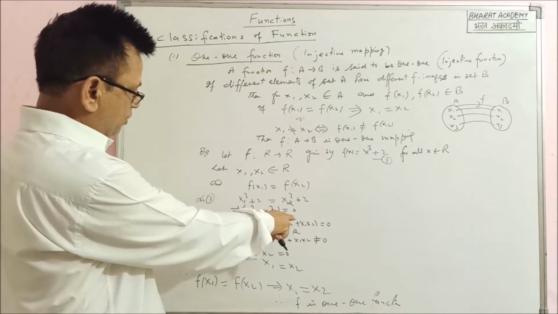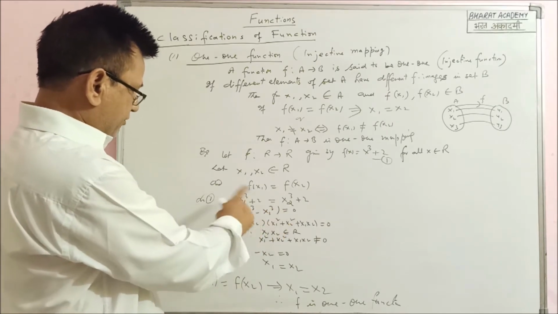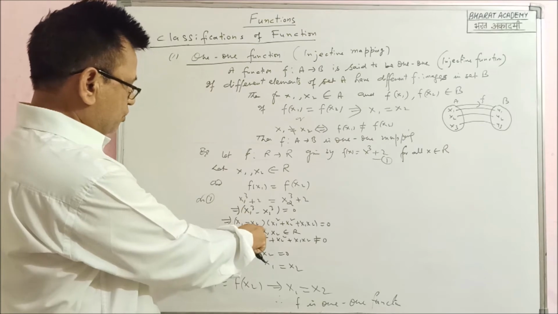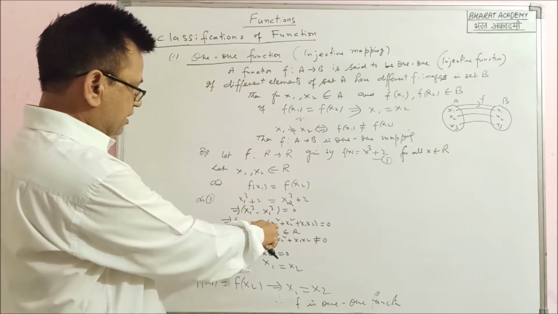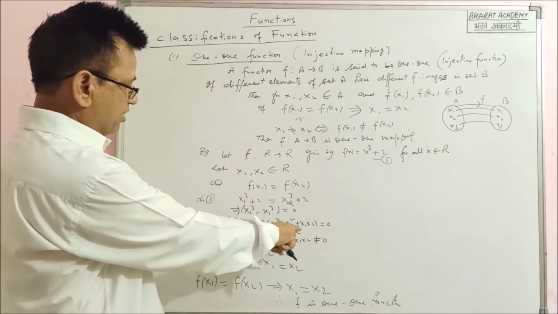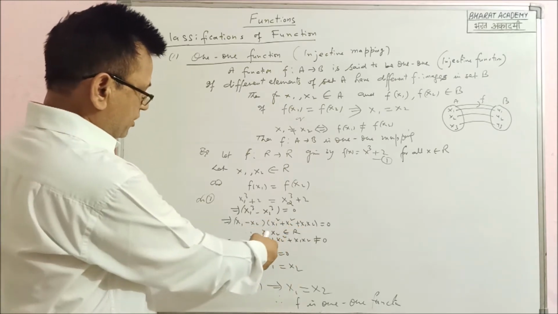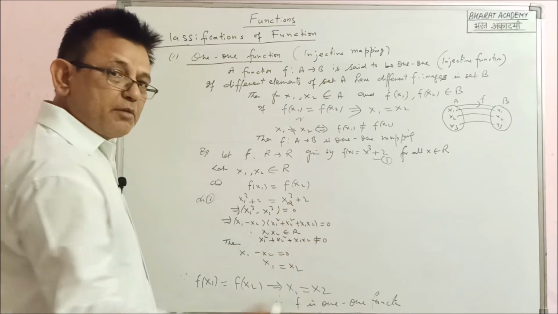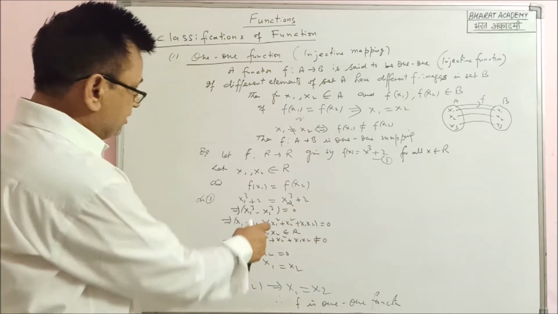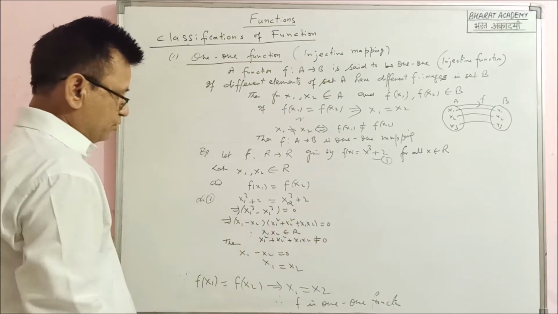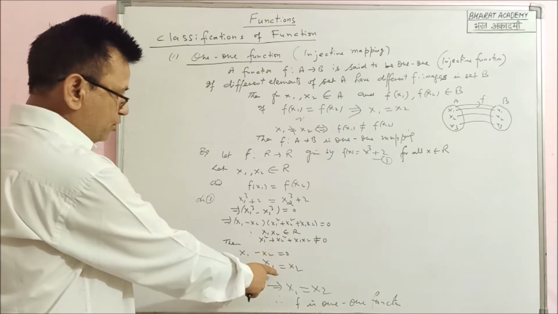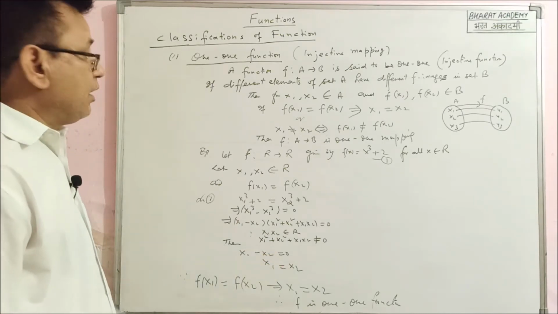The 2 is cancelled. This will be x1 cube minus x2 cube equal to 0. If I factorize it, (x1 minus x2)(x1 square plus x2 square plus x1 x2) equal to 0. Since x1 and x2 are two real numbers, the second factor will never be equal to 0. In that case, x1 minus x2 equal to 0, so x1 equal to x2.